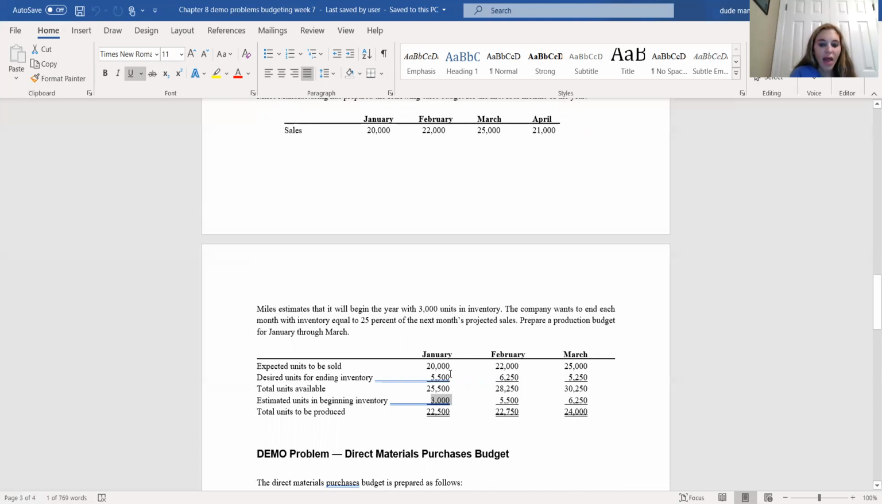And you can see here that our ending inventory becomes the beginning inventory for the next period. Just like the 6,250 becomes the beginning inventory in March. Now, these figures here that you see for the desired units in ending inventory, it's 25% of the following month's projected sales. So you would take the 25% times projected sales, so 25% of 22,000, that would be where we're getting the figure from. So we have these assumptions that we have to use when we're going through these different steps.